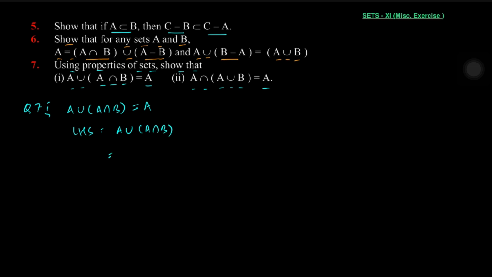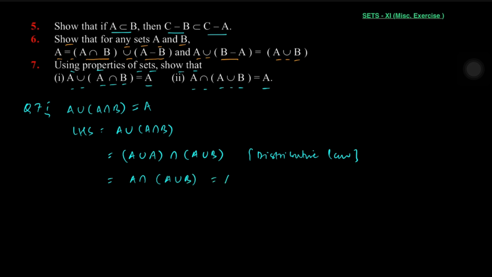This will be equal to (A union A) intersection (A union B). This is the distributive law, as we know. And this will be equal to A intersection (A union B). And this whole set will be equal to set A, which is equal to the right hand side.